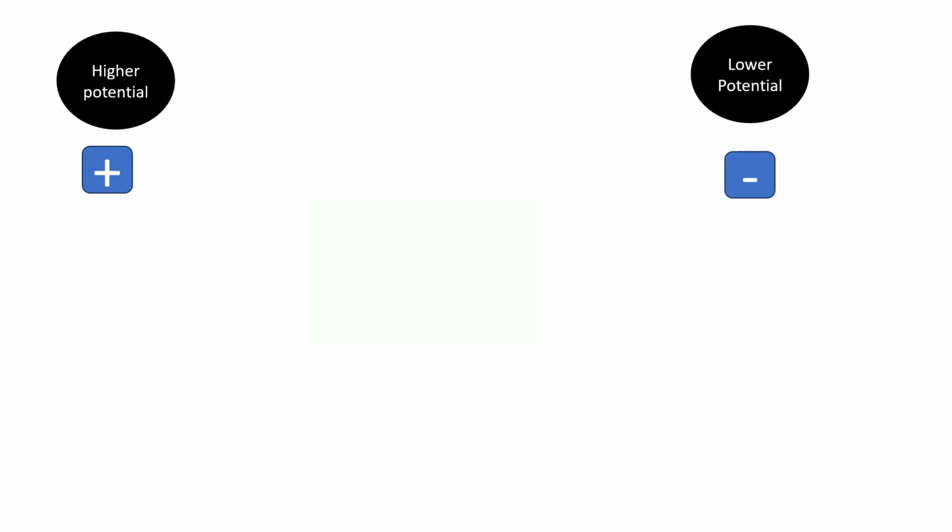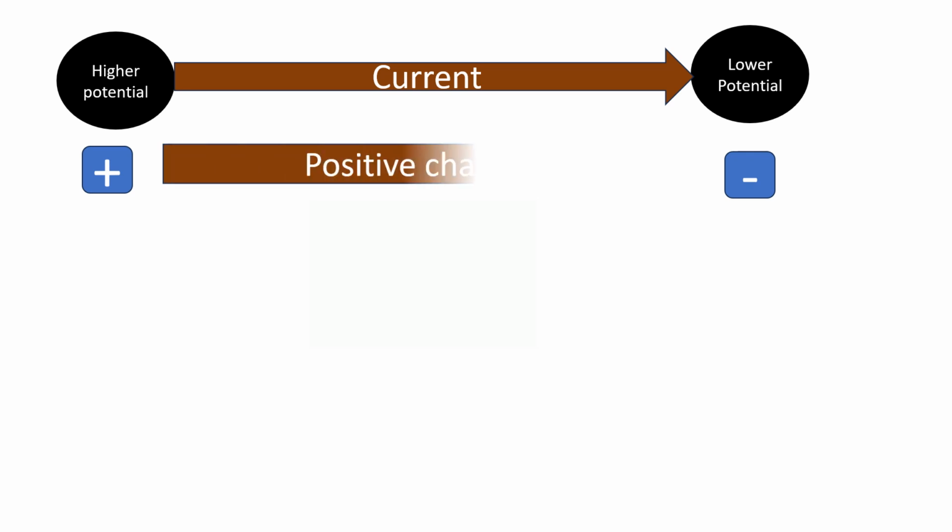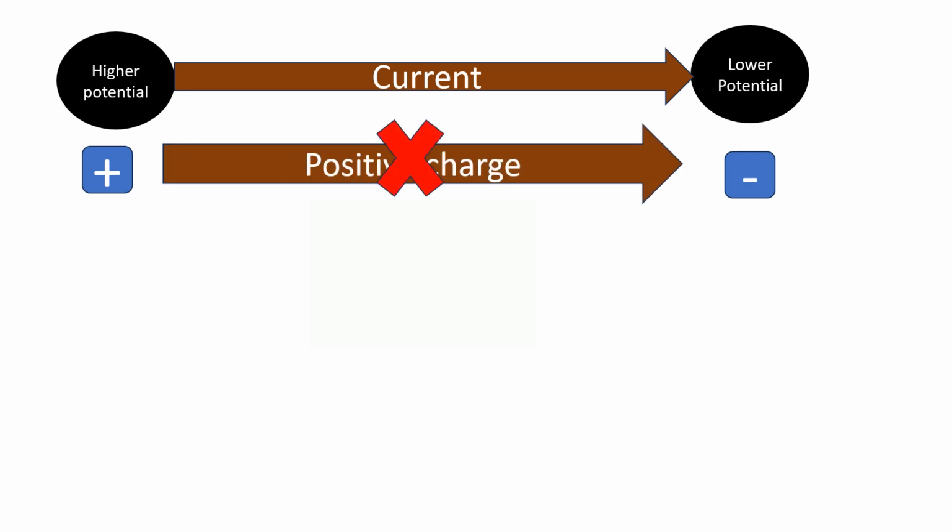Okay, so what did we learn today? If there are two bodies, one at higher potential, one at lower potential, the electric current is said to flow from higher potential to lower potential. The positive charges flow from higher potential to lower potential, but actually the positive charges do not flow. It is just conventionally said that the current flows from plus to minus.